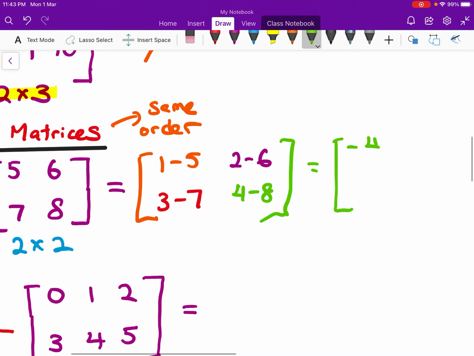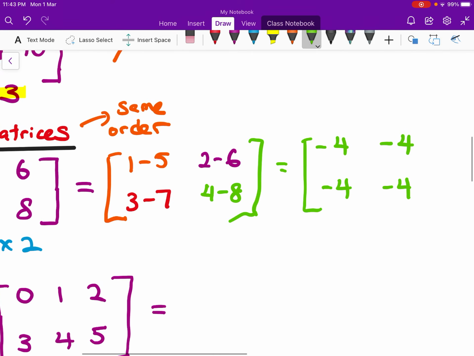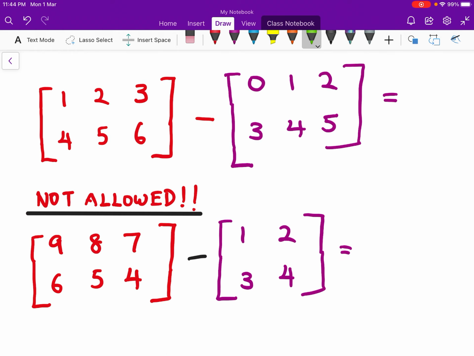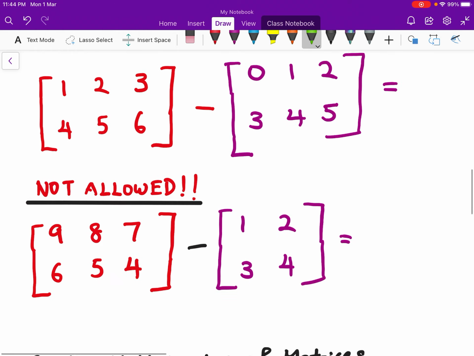So this is -4, -4, and this is -4 also, and this is -4. So our resulting matrix is also 2 by 2. So this is quite straightforward. Same thing for this one. I will not go through it to save some time.